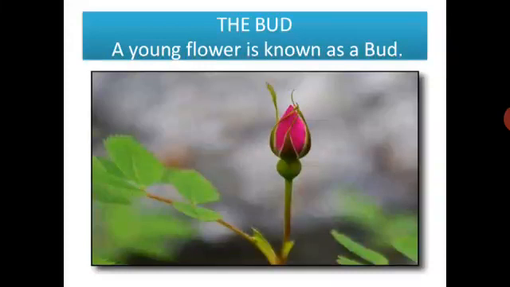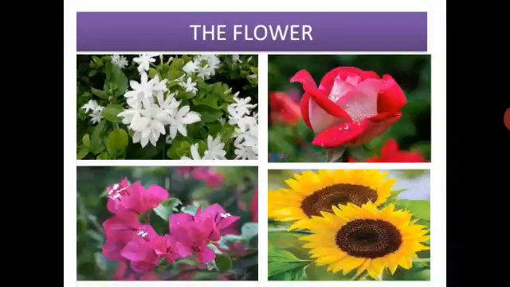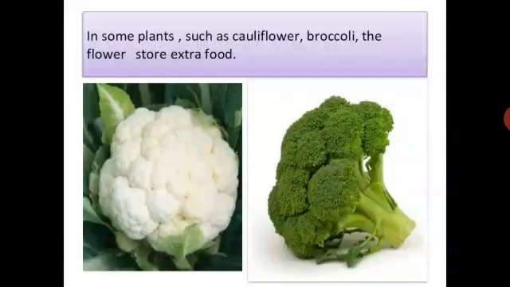The bud. A young flower is known as a bud. Flowers. Here we can see the picture of a flower. We all know about flowers. They are colorful and an important part of the plant. In some plants such as cauliflower and broccoli, the flower stores extra food of the plant.